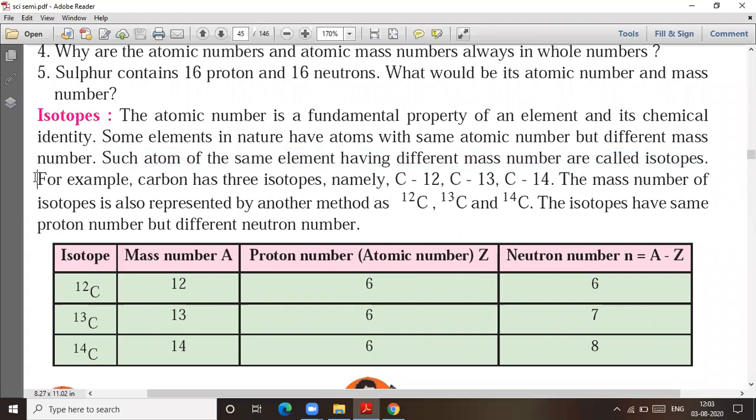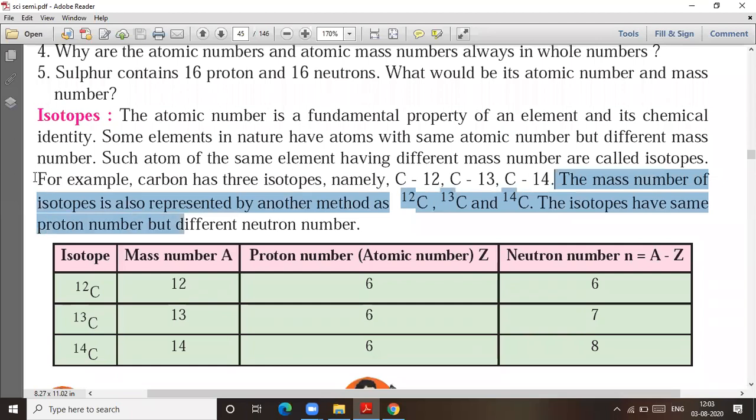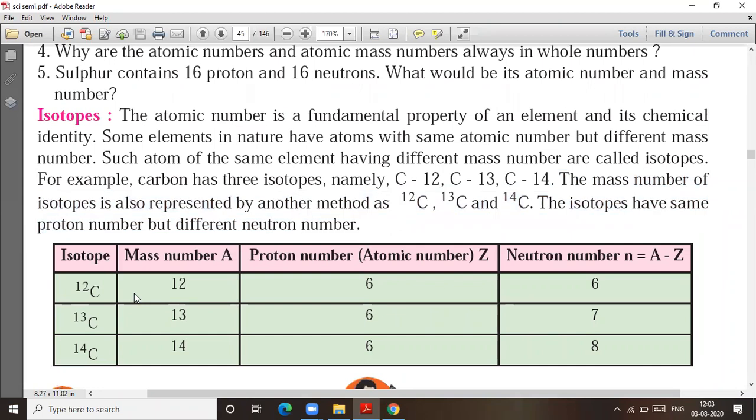For example, carbon. Carbon has 3 isotopes, namely C12, C13 and C14. Carbon 12, carbon 13, carbon 14. So the mass number of an isotope is also represented by the formula C12, C13 and C14. The isotopes have the same proton number but a different neutron number. You can see the example here.